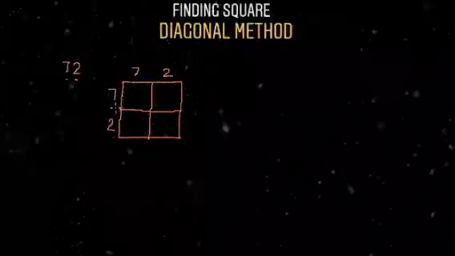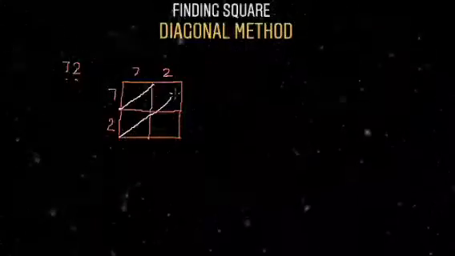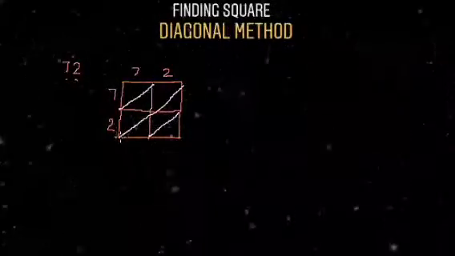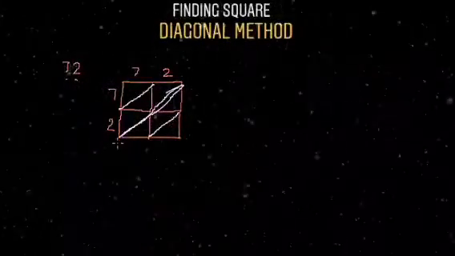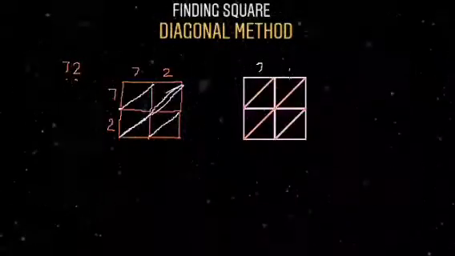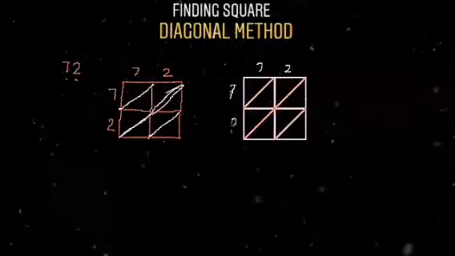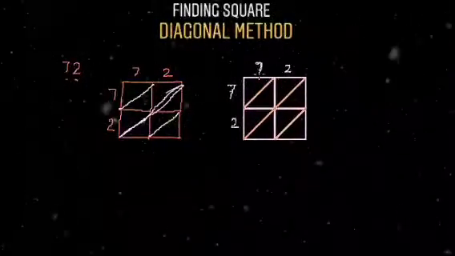After this I'll draw these diagonals like this. You have diagonals of the smaller squares, right? Now let me draw it neatly so that you can understand. The neat drawing will look like this. Here is 7 and here will be 2. Again the first row is 7 then 2. 72 is the number for which we are trying to find the square.